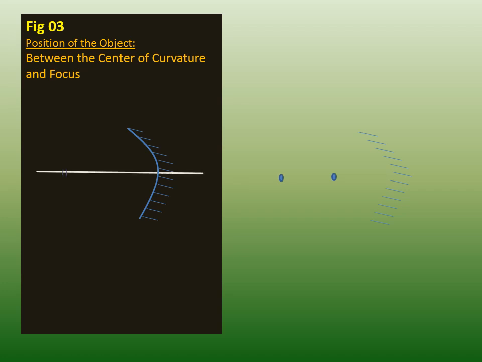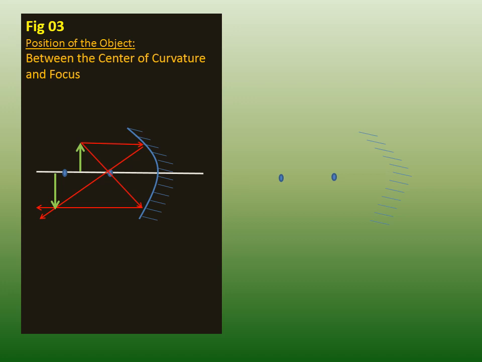This is the principal axis, radius of curvature or center of curvature. This is the focus or principal focus. This is the position of the object, as we have said before, between the center of curvature and focus. The object is in between the center of curvature and focus. There is the first light, the reflected ray, second light, the reflected ray, and this is the formation of the image. This is not diminished, this is not equal, this is magnified than the object.